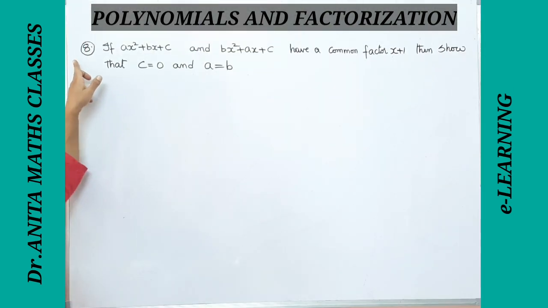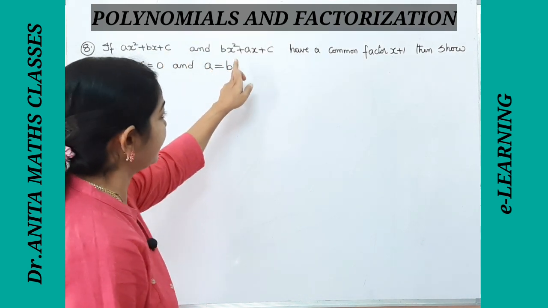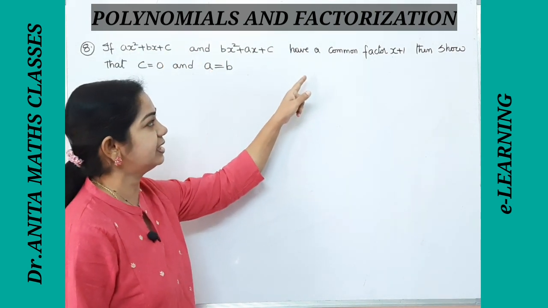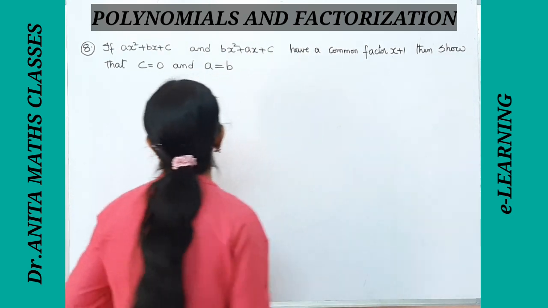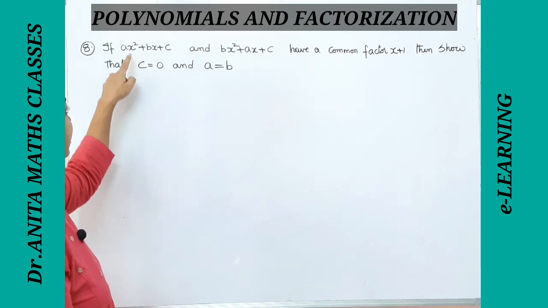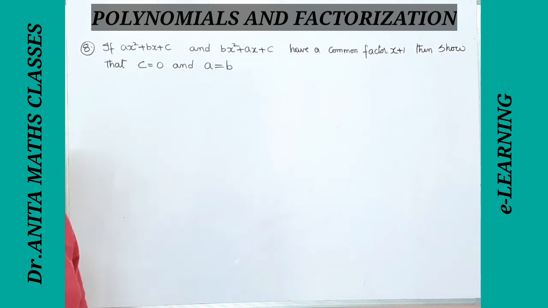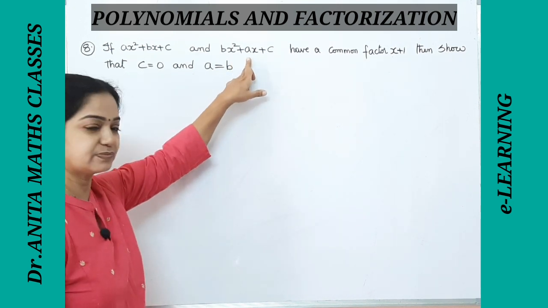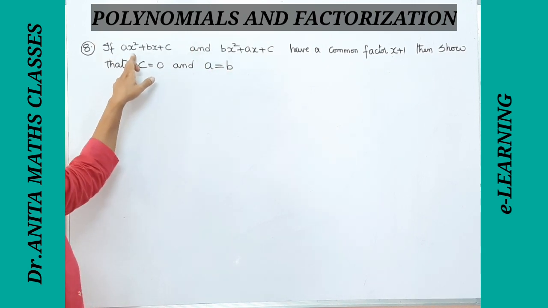Now here, the 8th problem. If ax square plus bx plus c and bx square plus ax plus c have a common factor x plus 1, then show that c is equal to 0 and a equals b. Here, given these two quadratic equations, they do have a common factor x plus 1. That means a factor of this quadratic polynomial is x plus 1 and of this polynomial is x plus 1.